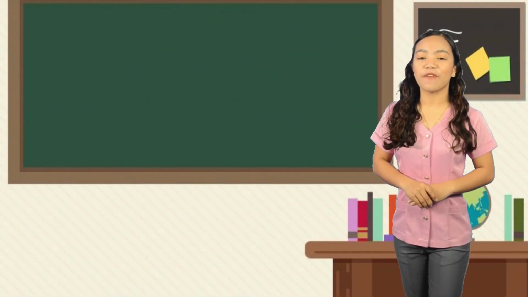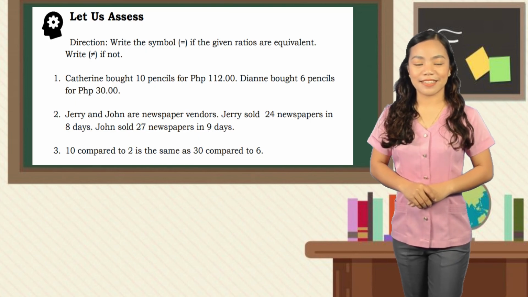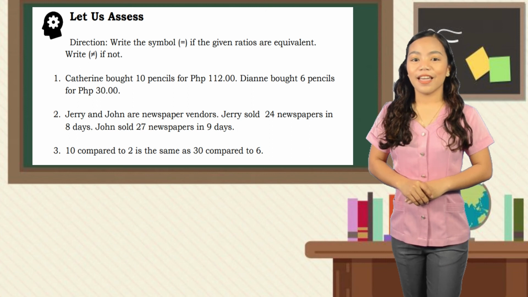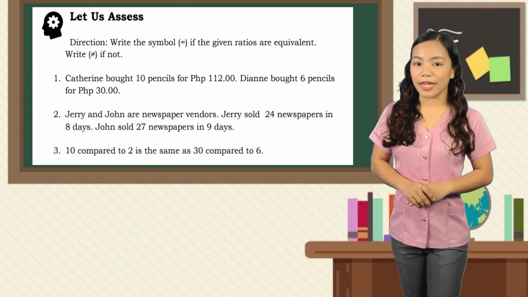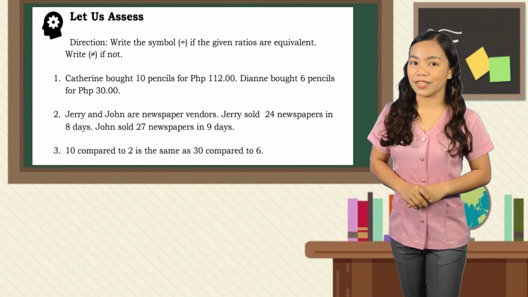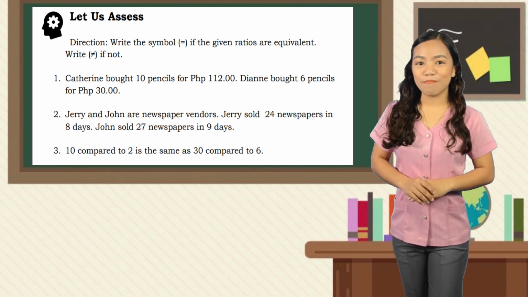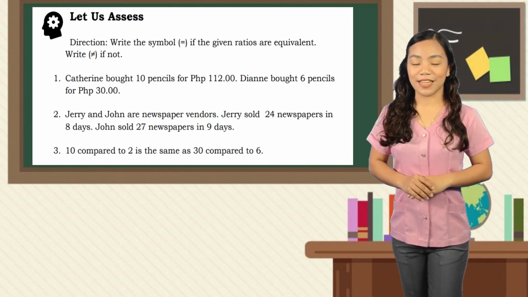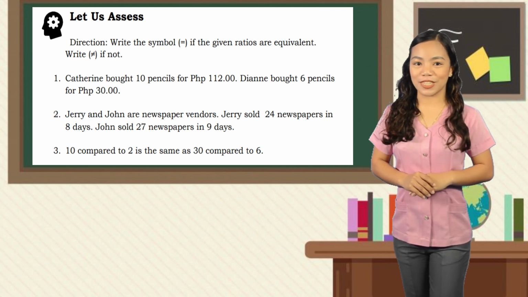Let us have your final guided activity. Let us assess. Directions. In the given statements, write the equal sign if the given ratios are equivalent. Write the not equal sign if not. Number 1. Catherine bought 10 pencils for 112 pesos. Diane bought 6 pencils for 30 pesos.